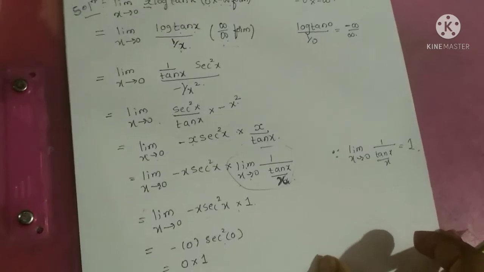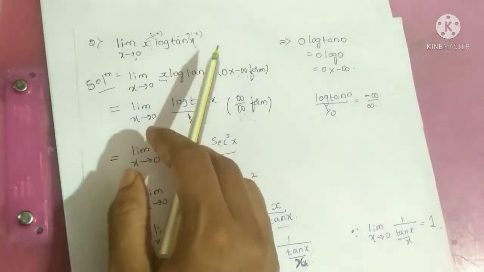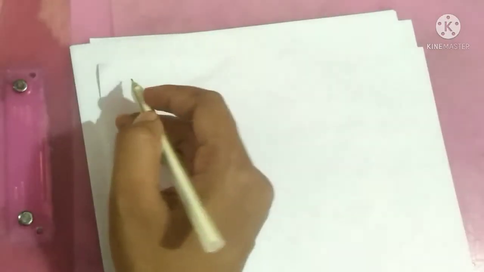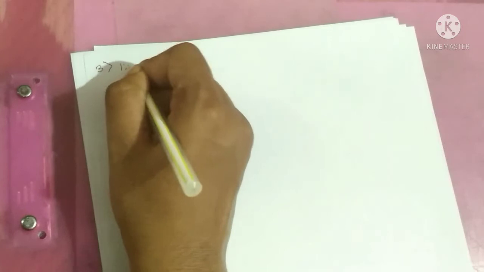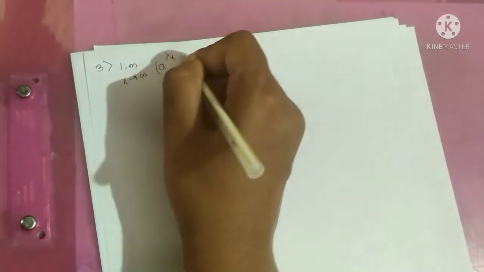that is 0. Now you have to write the second problem, limit x tends to 0 of x log tan x, in your record. The first problem and the second problem should be written in your record. Now let us solve one more problem, that is limit x tends to infinity of (a power 1 by x minus 1) into x.